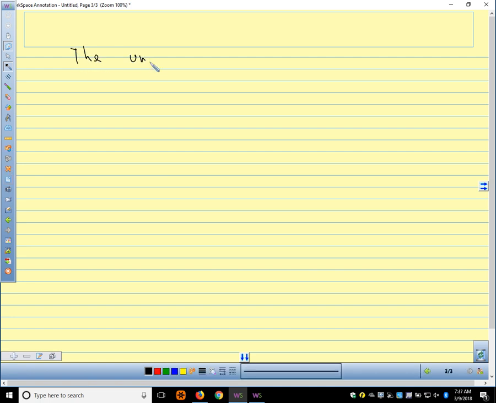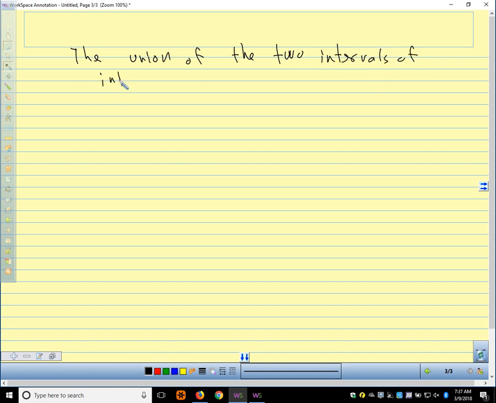The union of the two intervals of integration is the region of integration.